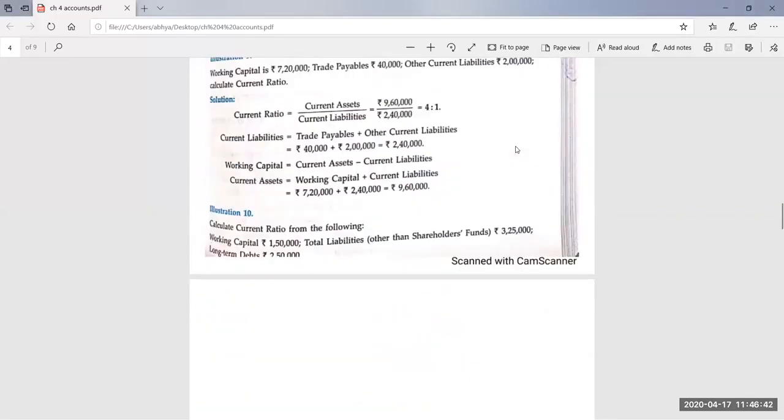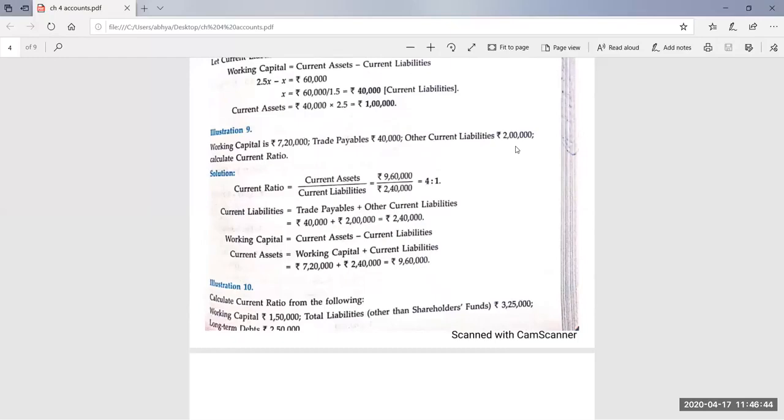I have not given you the solution, so I am telling you that current ratio is equal to current assets upon current liabilities. And you can find current liabilities as total liabilities minus non-current liabilities. Long-term debt is given, which is 250. So 325 minus 250 is equal to 75. And now working capital is given, so put the values in the formula.